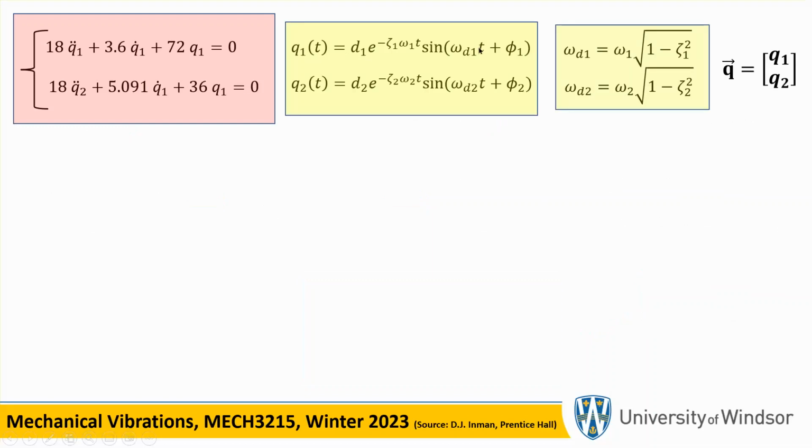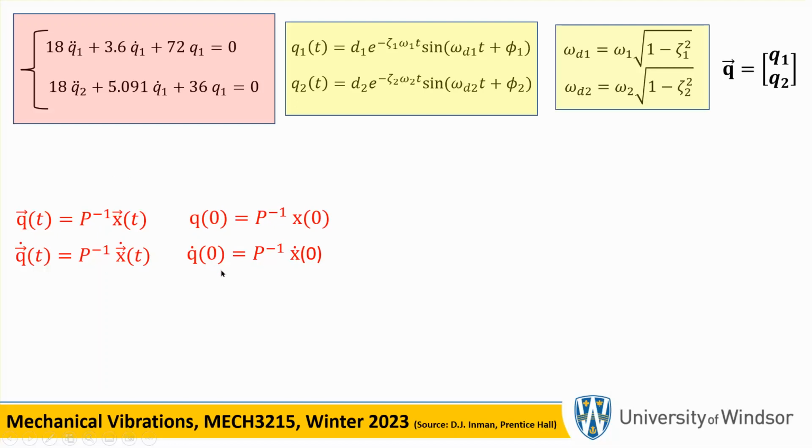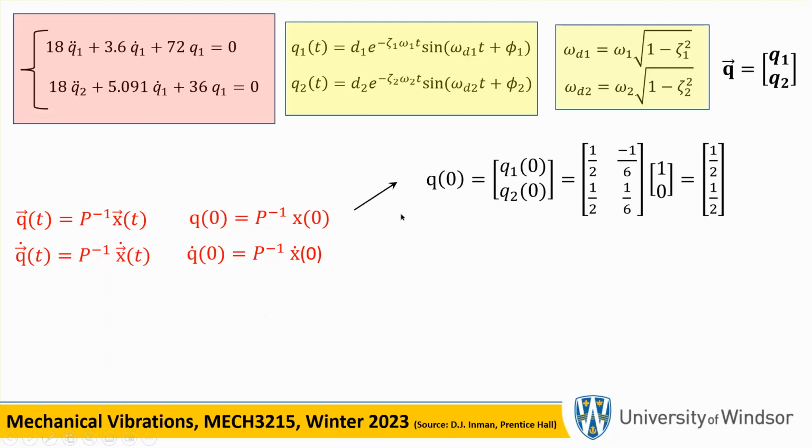So here's the solution to the first equation. There's the solution to the second equation. These are the modal damped natural frequencies. In order for me to find D1 and D2, phi1 and phi2, I need initial conditions. So here is the transformation matrix, q relating to x, q dot relating to x, and you put in t equal to 0. X of 0 is given, x dot of 0 is given, so you just plug it in.